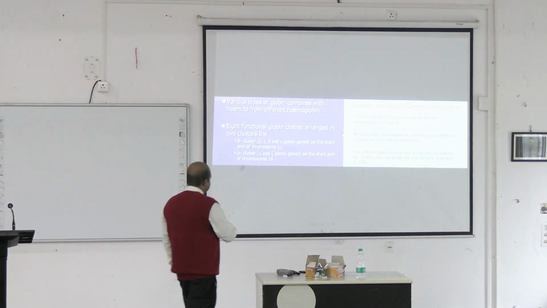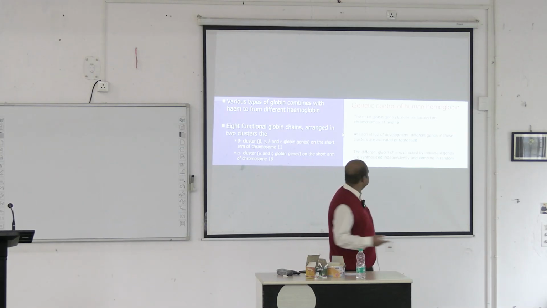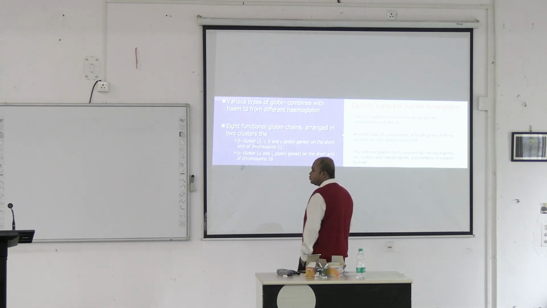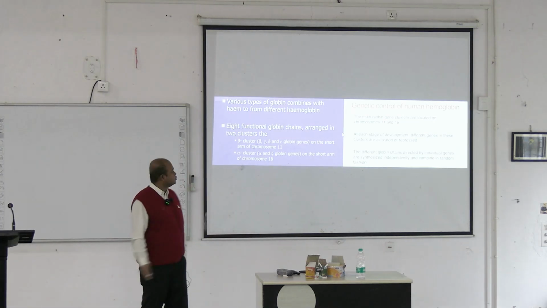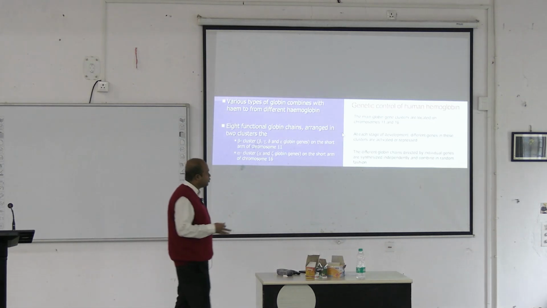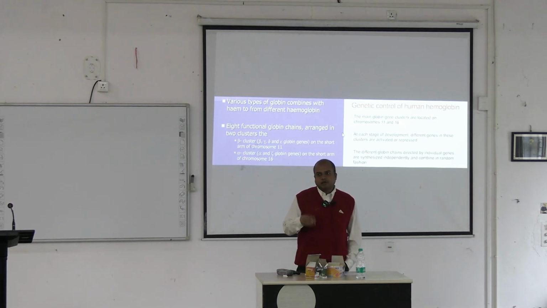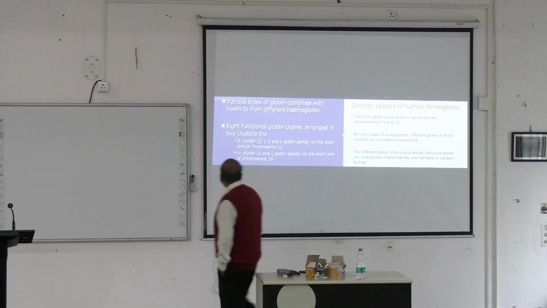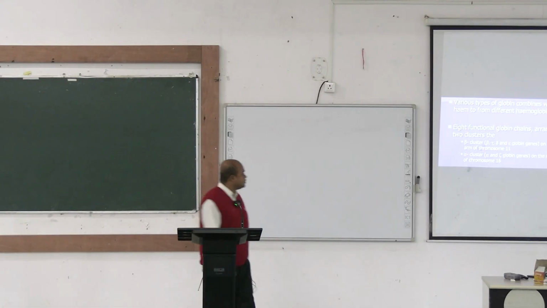But the genes on the short arm of chromosome 11 and chromosome 16 are relevant to this. So the main globin gene clusters are located on these two chromosomes. And how many combinations of alpha, beta are there? Alpha, beta, gamma, delta and epsilon.